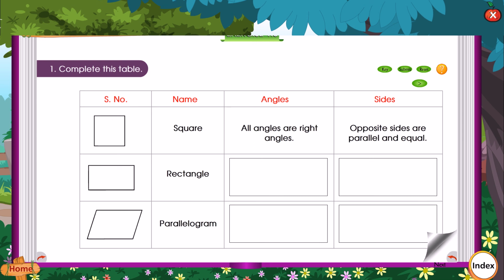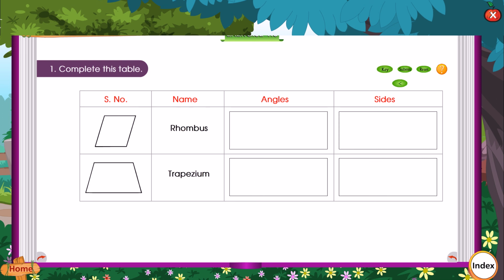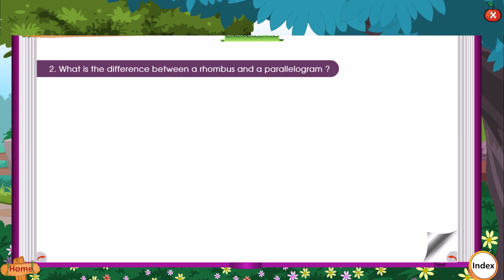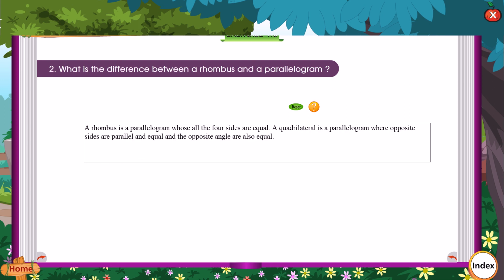Exercise. Complete this table. What is the difference between a rhombus and a parallelogram? Fill in the blanks.